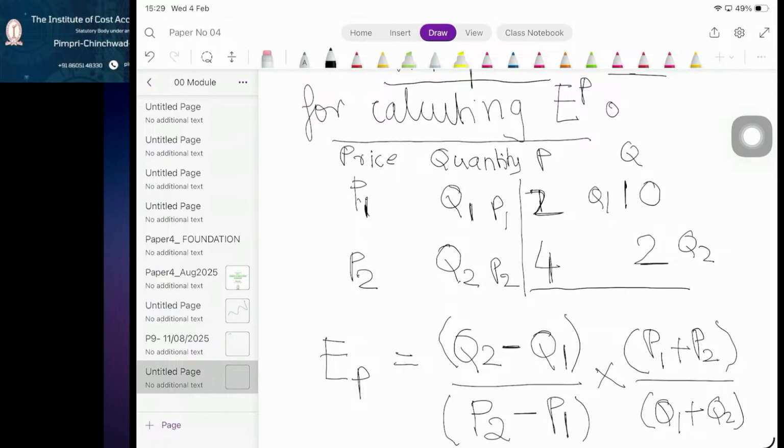Online students, are you comfortable? Are you able to hear? Okay, thank you. Thanks a lot. Okay, Ishwari, you also tell me whether you are getting this. Is this the formula that you are seeing in the book?